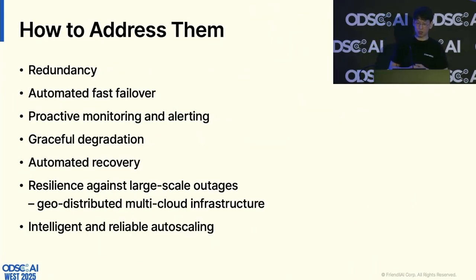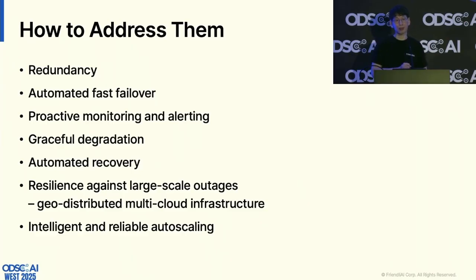So to address these challenges, we must adapt and put these principles into practice, all of which are already built into Friendly AI. So the first principle is redundancy. Critical components are deployed with built-in redundancy to eliminate single points of failure. Automated fast failover. Proactive monitoring and alerting.